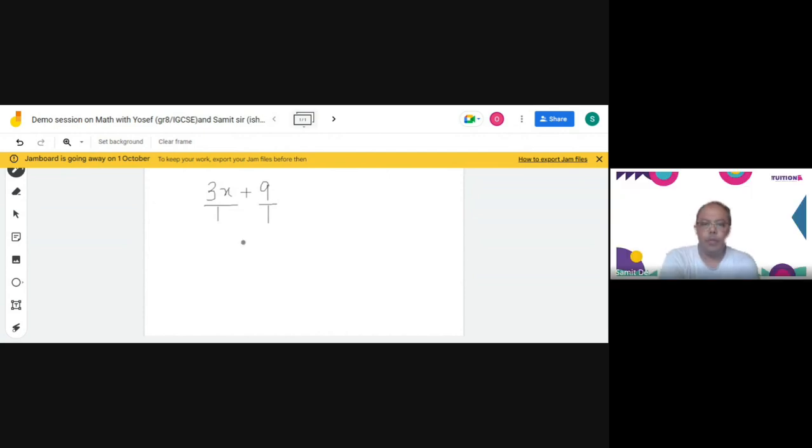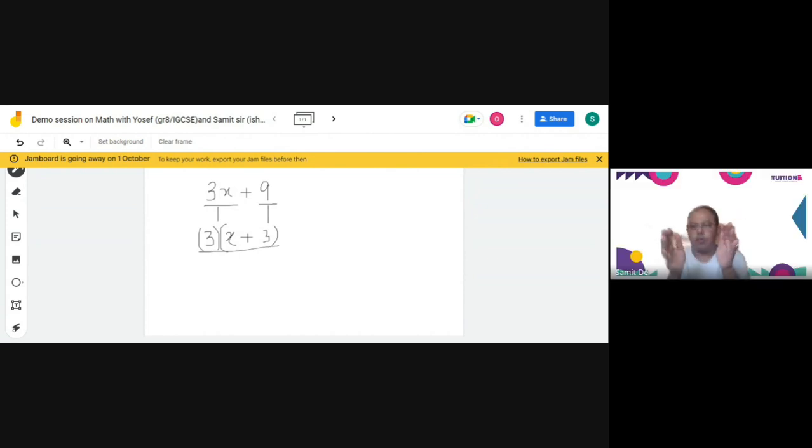3. Very good. So if I take 3 common from the first term, I'll be left with x, and from the second term, I'll be left with 3. So if I need a factorized expression, then this is my factorized expression for 3x plus 9: 3 bracket x plus 3. Now, this process of factorization is called grouping. What is it called? Grouping.